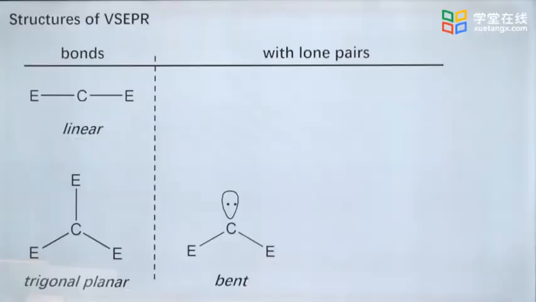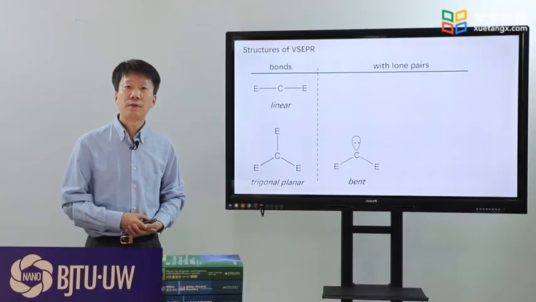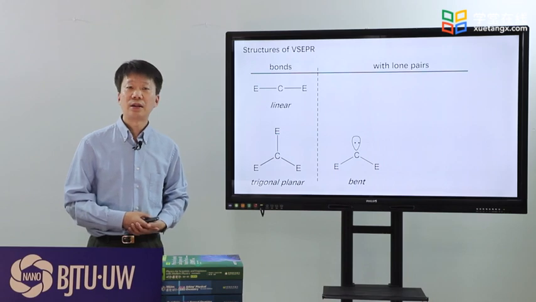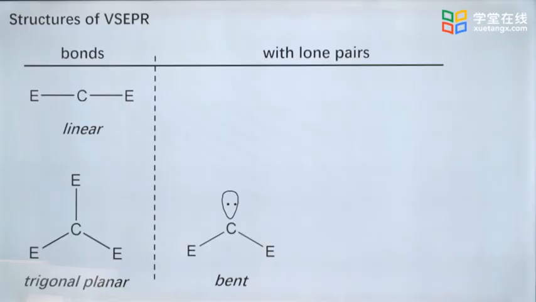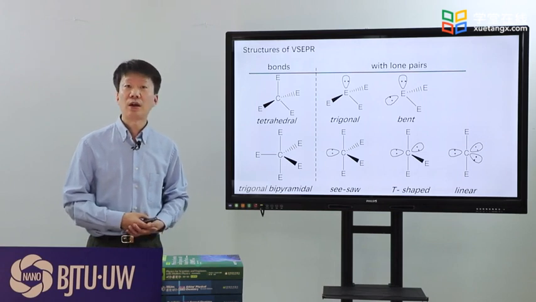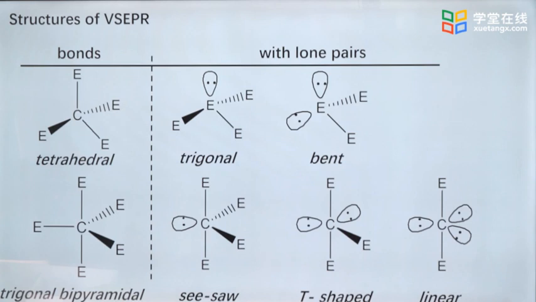If there are two groups attached to the central atom, the molecular structure will be linear. If there are three groups around the central atom, then trigonal planar. If one of the groups is a lone pair of electrons, the structure is bent. If four groups, the most probable structure is tetrahedral, trigonal pyramidal, or bent if lone pair electrons exist.